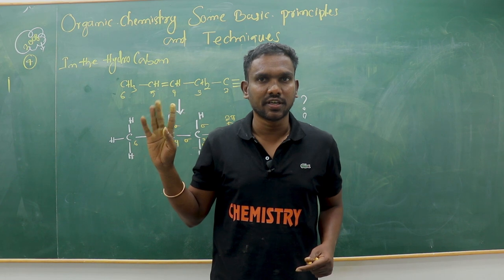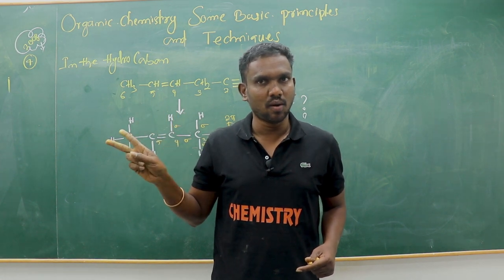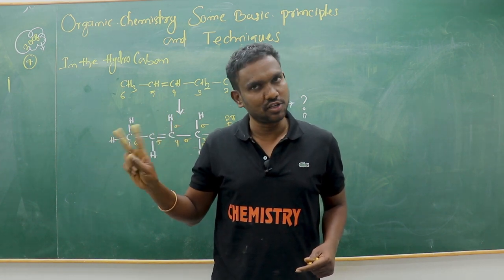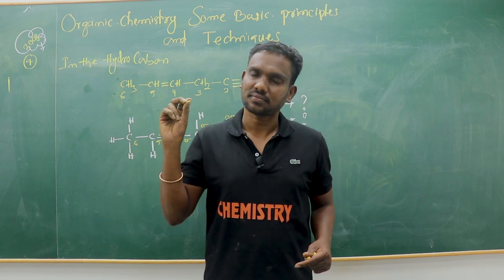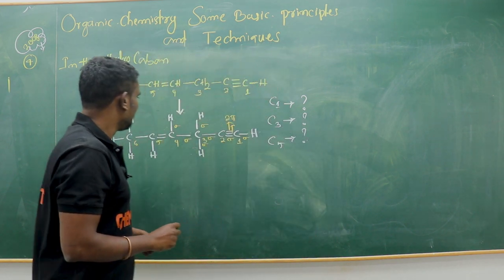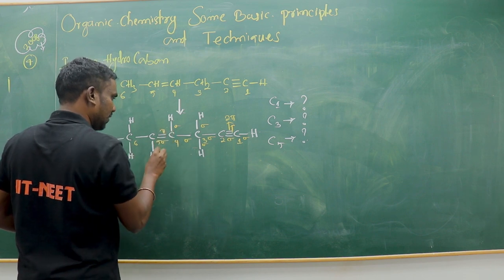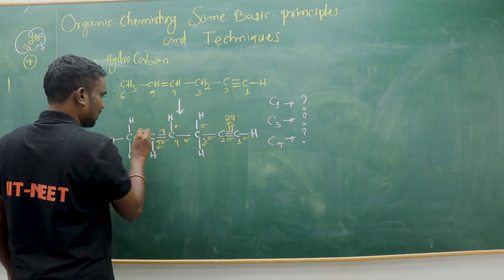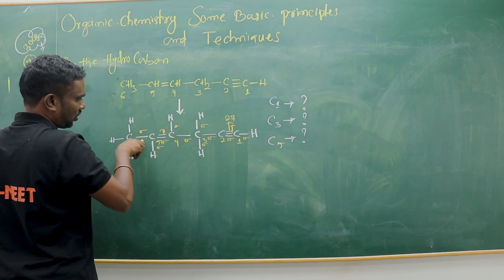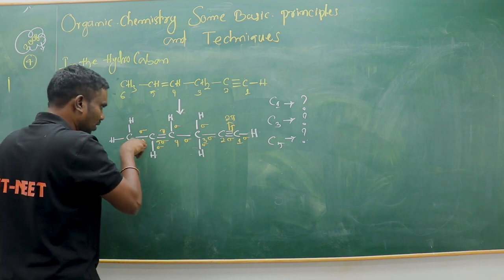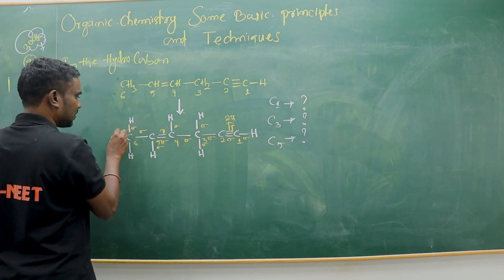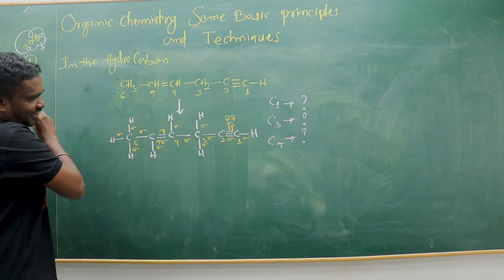If 4 sigma bonds are there, sp3 hybridization. If 3 sigma bonds are there, sp2. If 2 sigma bonds are there, sp. That's all, right? Here, 1 sigma, this is 1 pi. This is 1 sigma, this is also sigma, because this is a single bond.